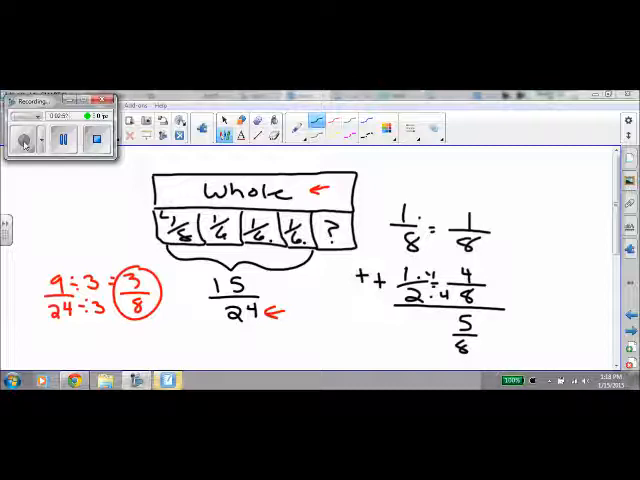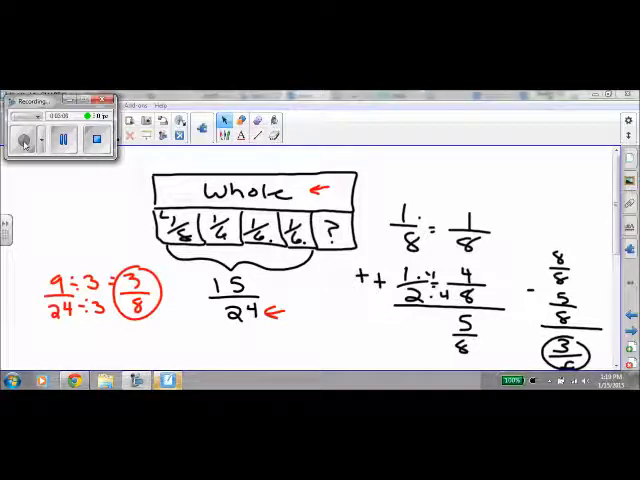And then you would have said, okay, the whole bread was 8/8 minus 5/8 equals 3/8. So you might have done it that way instead of taking the 3/6. Either way is fine. You ended up with 3/8.